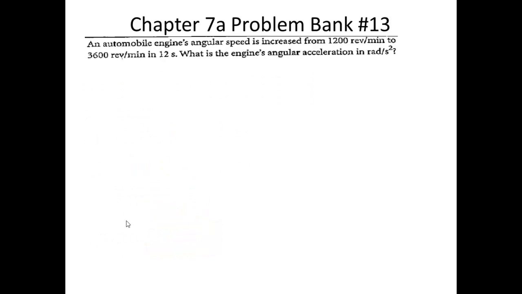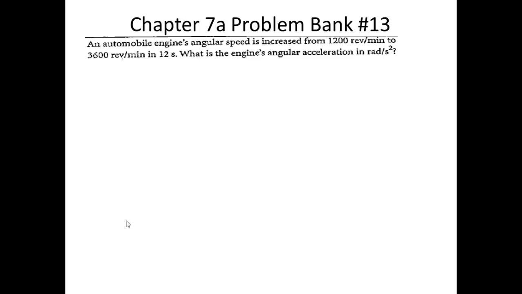All right, last one for tonight. An automobile engine's angular speed is increased from 1,200 revolutions per minute to 3,600 revolutions per minute in 12 seconds. What is the engine's angular acceleration in radians per second squared?